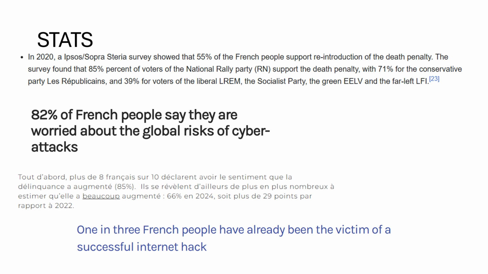So we can see that the feeling that there's been an increase in delinquent and bad criminal behavior has increased. We can see that it's increased significantly from previous years, 29 points from 2022. So that shows that the public in France feel that crime and bad behavior is increasing a lot. Finally, 1 in 3 French people have already been the victim of a successful internet hack.